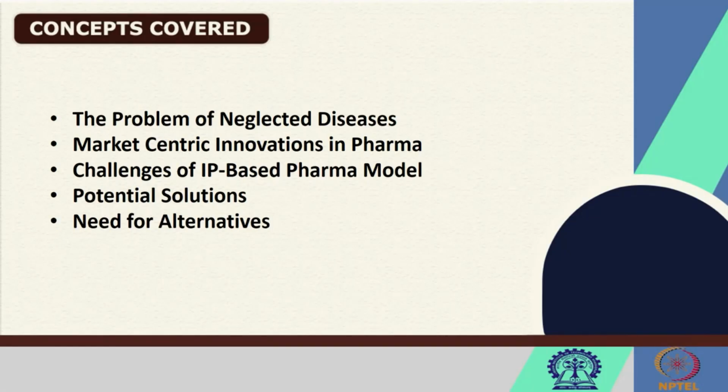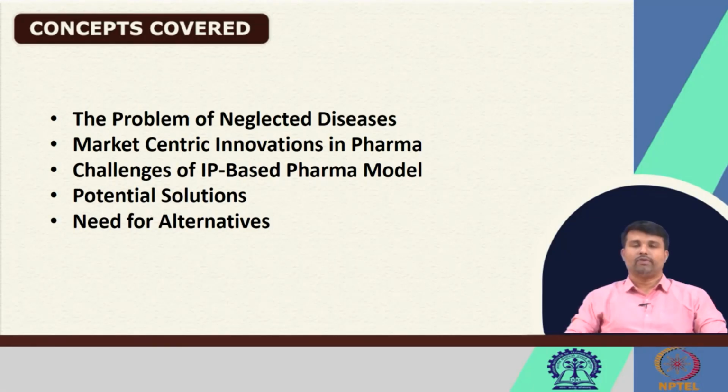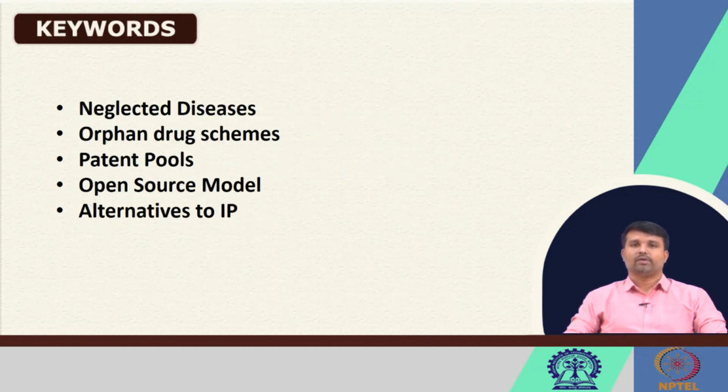The concepts covered in this lecture are the problem of neglected diseases, market-centric innovations in pharma, the challenges of the intellectual property based pharma innovation model, the potential solutions for this problem, and the need to look for alternatives. The keywords of this lecture are neglected diseases, orphan drug schemes, patent pools, open source model, and alternatives to intellectual property.